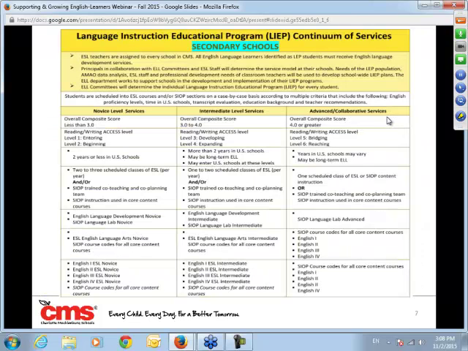This looks almost the same, but this is for secondary students. So again, it just breaks it down by novice, intermediate, and advanced. And we have a few different options listed under the service models.